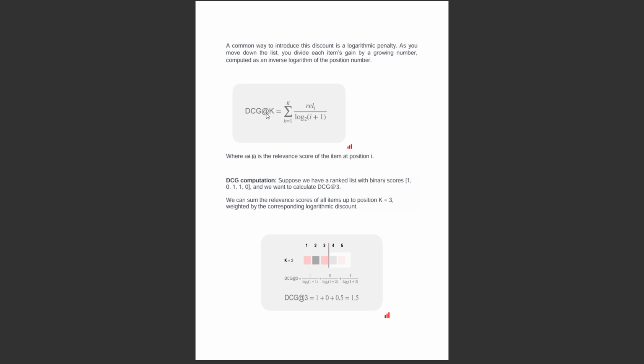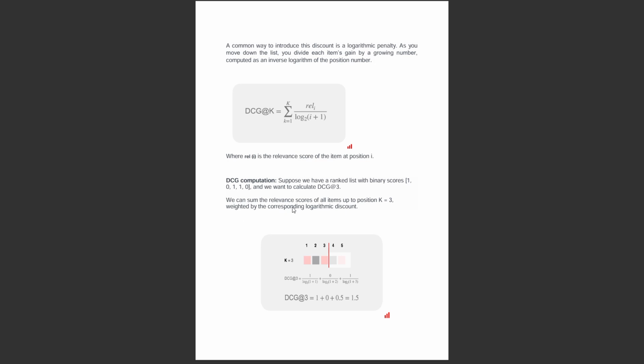Now, DCG computation. Here you are able to see an example of how we are going to calculate the discounted cumulative gain. Suppose we have a rank list with binary scores 1 0 1 1 0, and we want to calculate DCG at 3. Since we have considered K equal to 3, I need to calculate the discounted cumulative gain only for the first three items in the array.